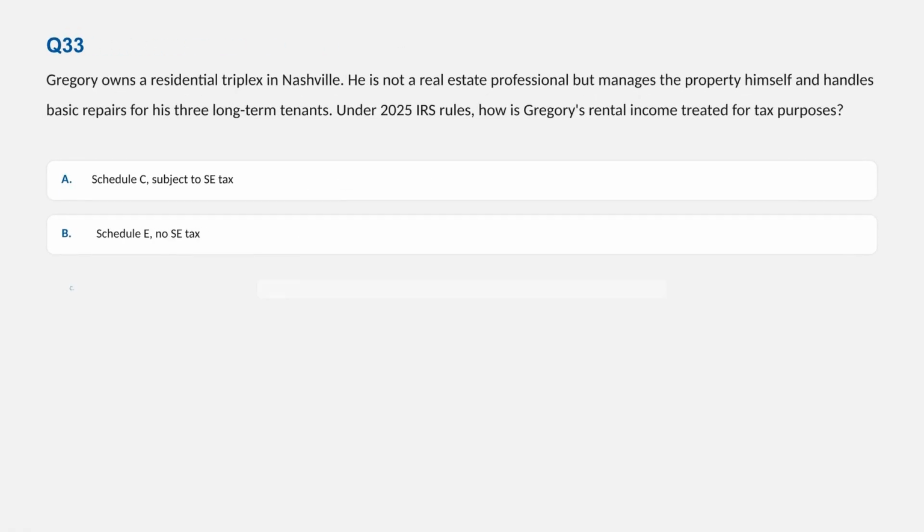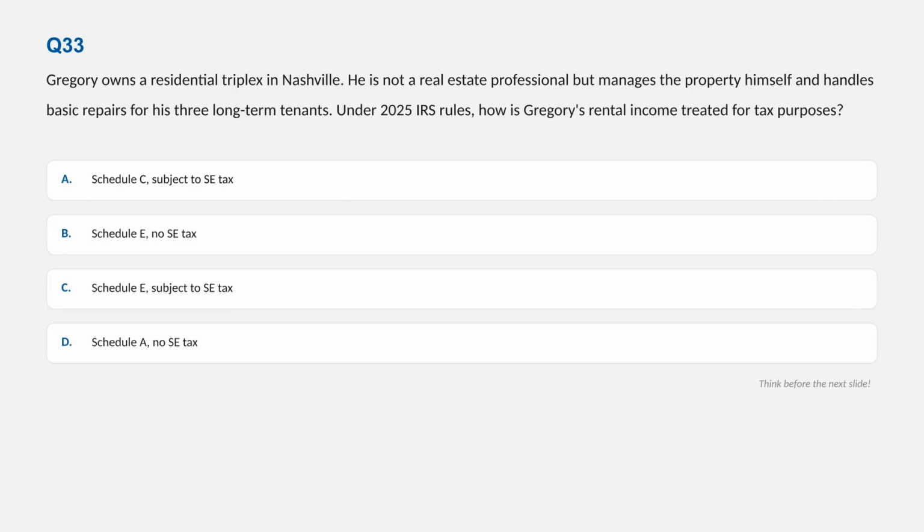Alright, let's move to question 33. Gregory owns a residential triplex in Nashville. He is not a real estate professional but manages the property himself and handles basic repairs for his three long-term tenants. Under 2025 IRS rules, how is Gregory's rental income treated for tax purposes? A. Schedule C, subject to SE tax. B. Schedule E, no SE tax. C. Schedule E, subject to SE tax. D. Schedule A, no SE tax.